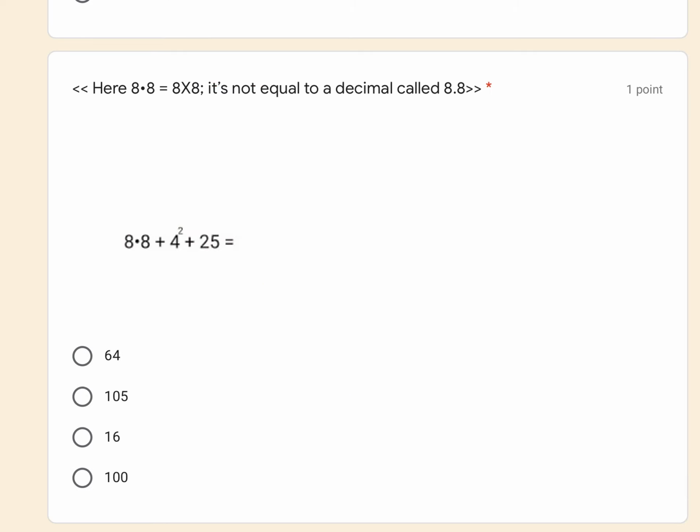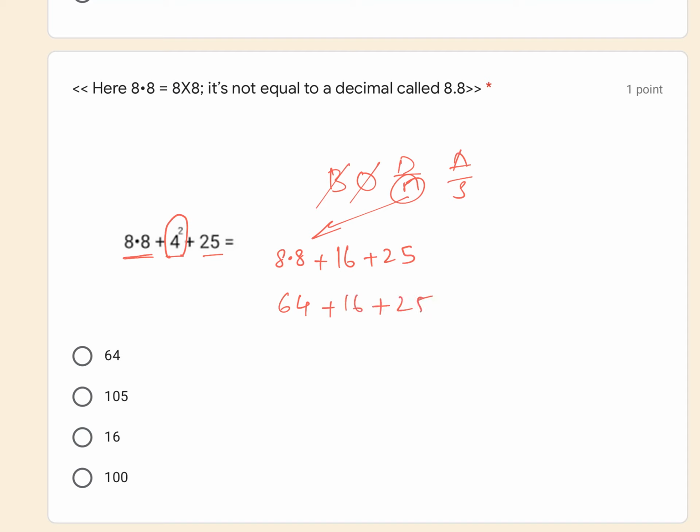Next is 8 into 8 plus 4 square plus 25. The order is BODMAS. Yes. So there are no brackets. Off goes for powers, that is 4 square is 16, to which 8 into 8 and 25 have been added. So next, off is finished. Next is division or multiplication. So we have multiplication over here. 8 into 8 is 64, plus 16 plus 25.